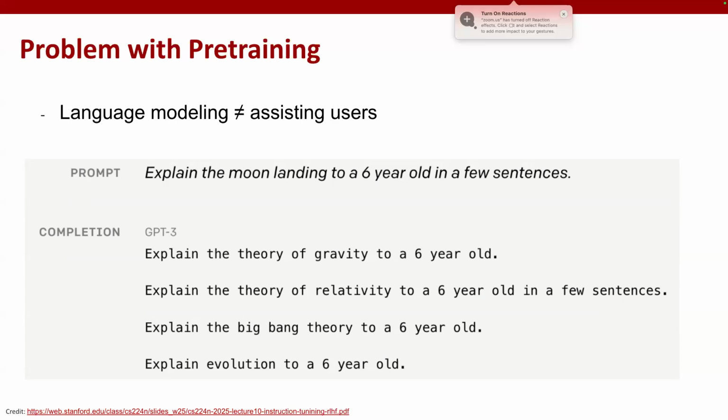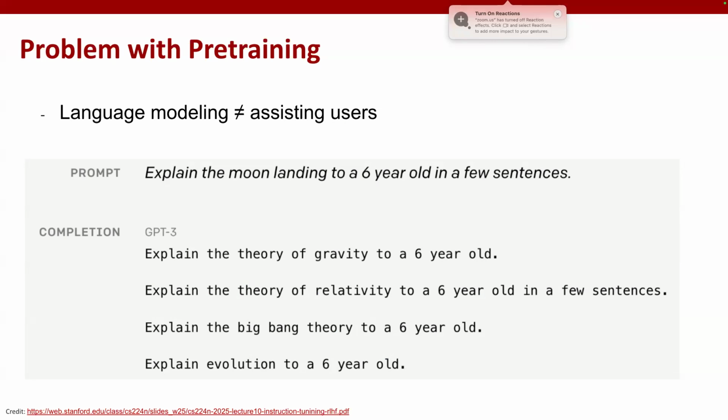Well, the most prominent problem is that in pre-training we're essentially doing language modeling, we're predicting the most probable sentence that comes after the input sentence. But that doesn't equal assisting users. So in this example, we ask the model to explain the moon landing to a 6-year-old in a few sentences. And if you feed that into GPT-3, it will answer like, explain the theory of gravity to a 6-year-old, or explain the Big Bang theory to a 6-year-old, which has nothing to do with the answer to that question.